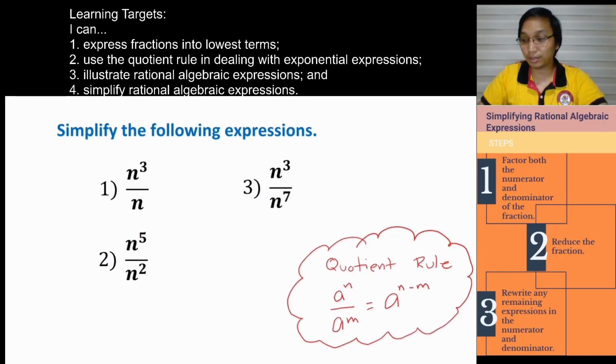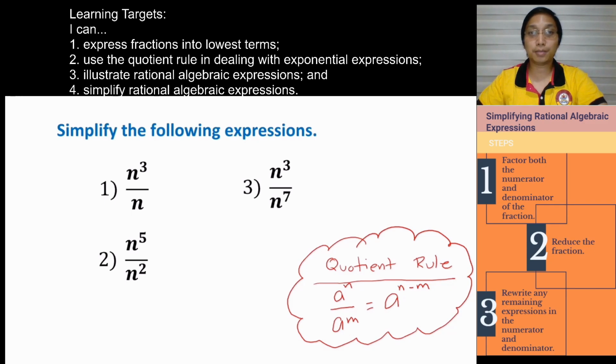First, the quotient rule states that if we have a to the power of n over a to the power of m, this is simply the same as a to the power of n minus m. So we're just going to subtract your exponents.